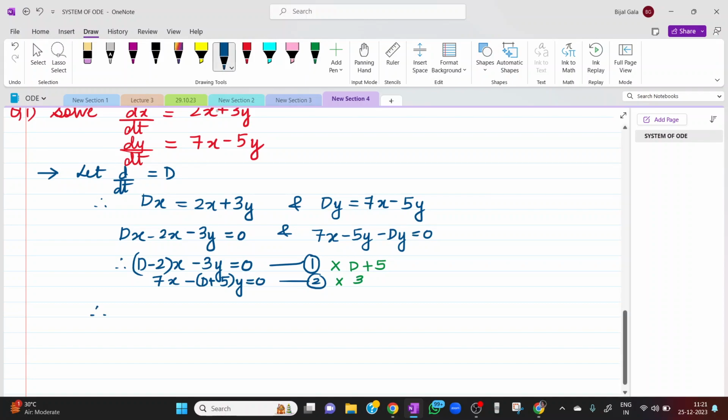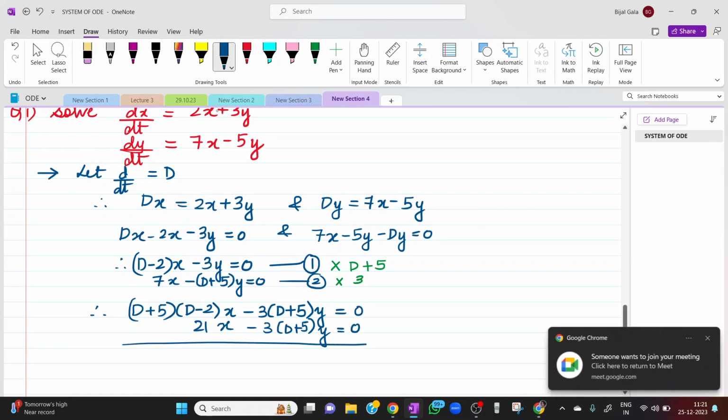So when I multiply the first equation with D plus 5, I will have D plus 5 operating along with D minus 2 on x minus 3 times D plus 5 operating on y. And on operation with 0, it will give me 0. Then you will have 3 into 7, which is 21x, minus 3 times D plus 5 working on y, and the right hand side is going to give me 0 again.